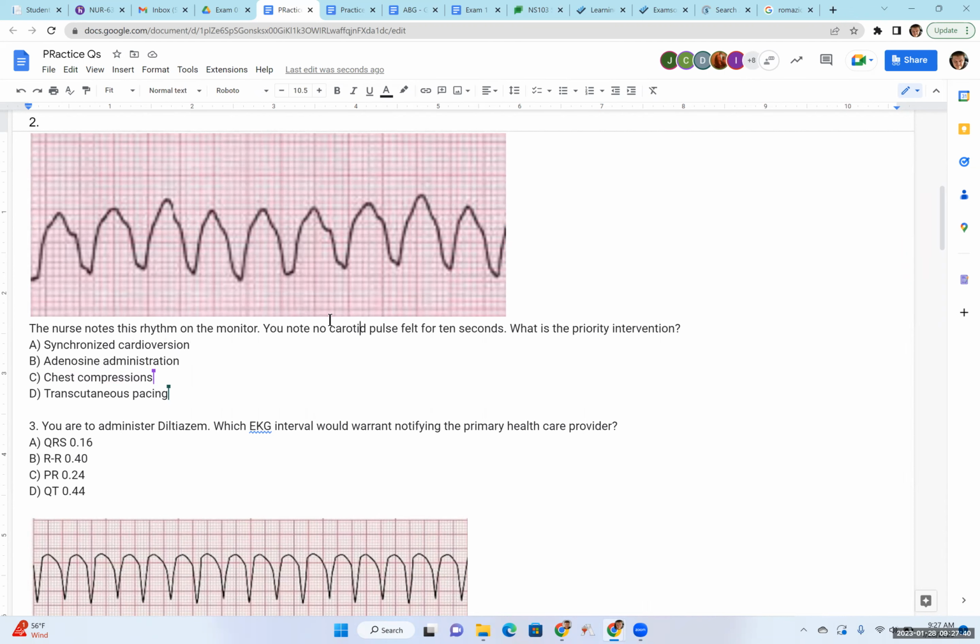So you have no pulse, right? No pulse means CAB, and CAB means CPR, right? So I'm just going to zero in on that, CPR. That's the right answer. CPR is priority. If there was a pulse, this wouldn't be right. What would be right? Adenosine? Nope. That's for tachycardias, but which tachycardia?